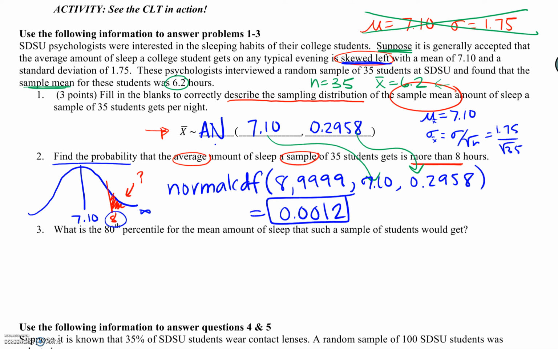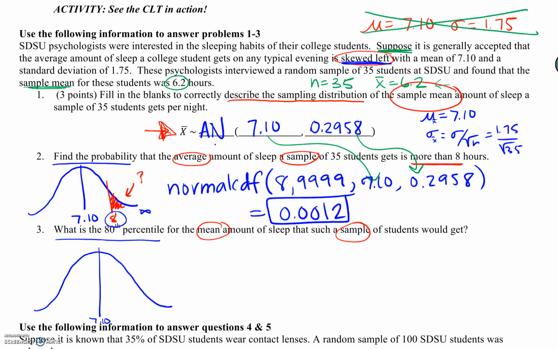Next thing it asks us in part 3 is what is our 80th percentile? So again, we know this is still all about part 1. This is all subsequent after part 1, and part 1 is supposed to help you. So we draw our little curve centered at 7.1. What is the 80th percentile for the mean amount of sleep in a sample of students? So we're still talking about sample means. So again, we are still using this thing.